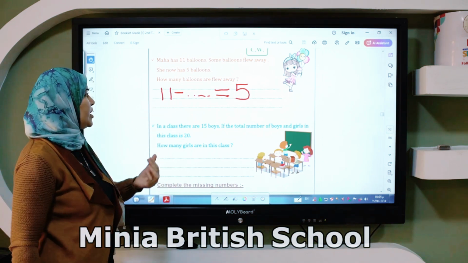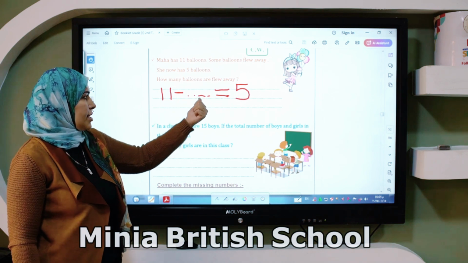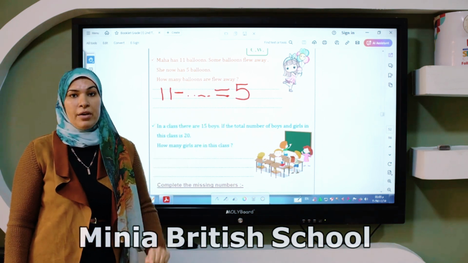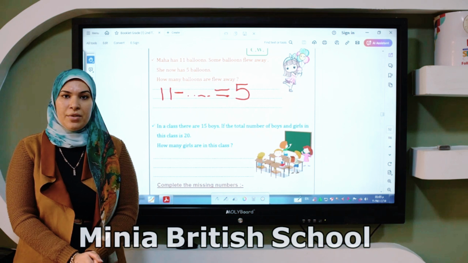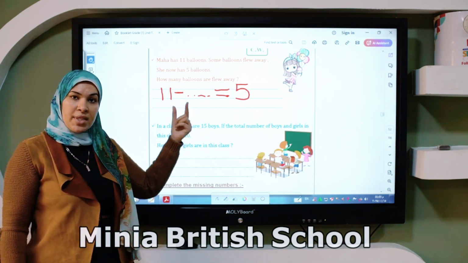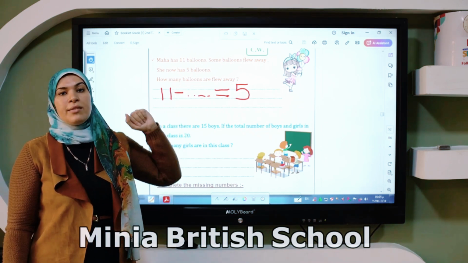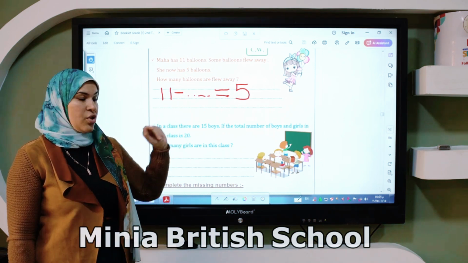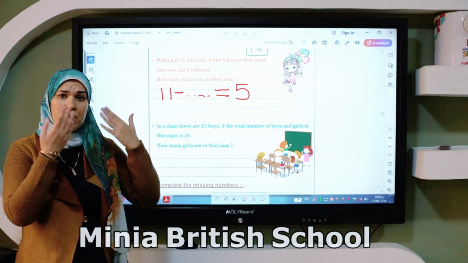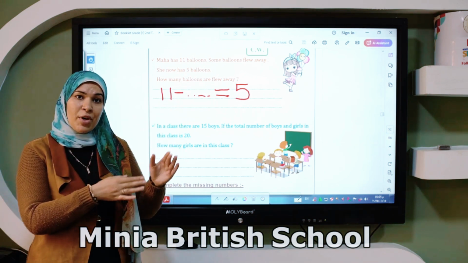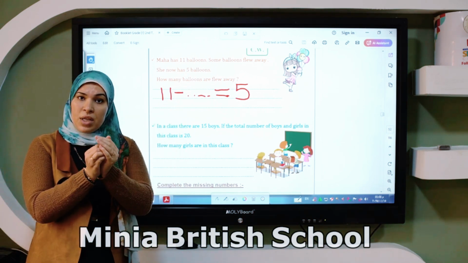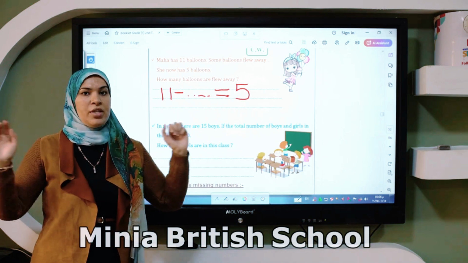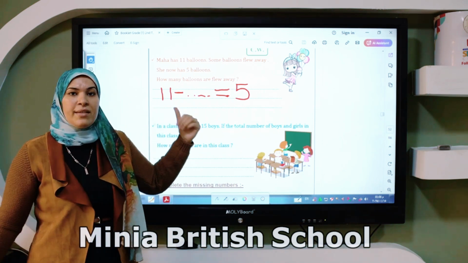Now I have a question: 11 minus space equals 5. What can I do in this question? If you see the missing number, make subtraction. We said before in subtraction, if the sign is minus, close your fingers and count after the smaller number to reach the bigger number. Here we will make the same steps.